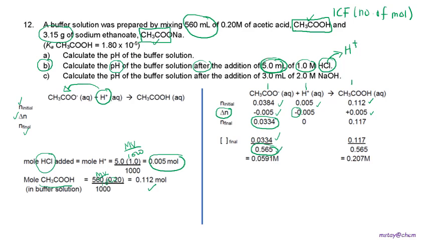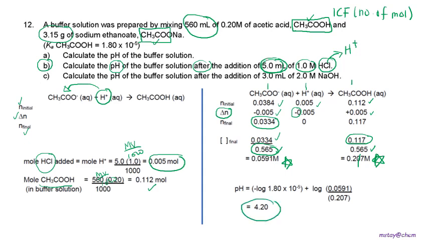The same applies to the concentration of CH3COOH. We use the number of mole and divide with the total volume now, so the concentration is 0.207. Then we substitute these two concentrations into the Henderson-Hasselbalch equation. Pressing the calculator, we get the pH value equal to 4.2.